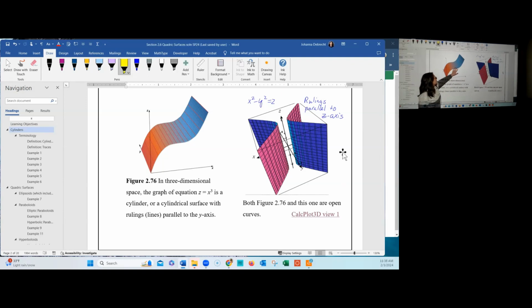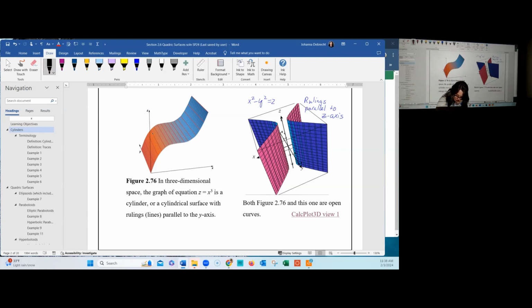This one right here is created by a cubic equation, so z equals x cubed. Because it's cubed, it's definitely not a quadric surface, because the highest degree on a variable in a quadric surface is 2. So it's not a quadric surface, but it's a cylinder because we've taken the shape of this cubic equation, z equals x cubed in the xz plane, and we've drawn it along lines that are parallel to the y-axis. And these become our rulings.